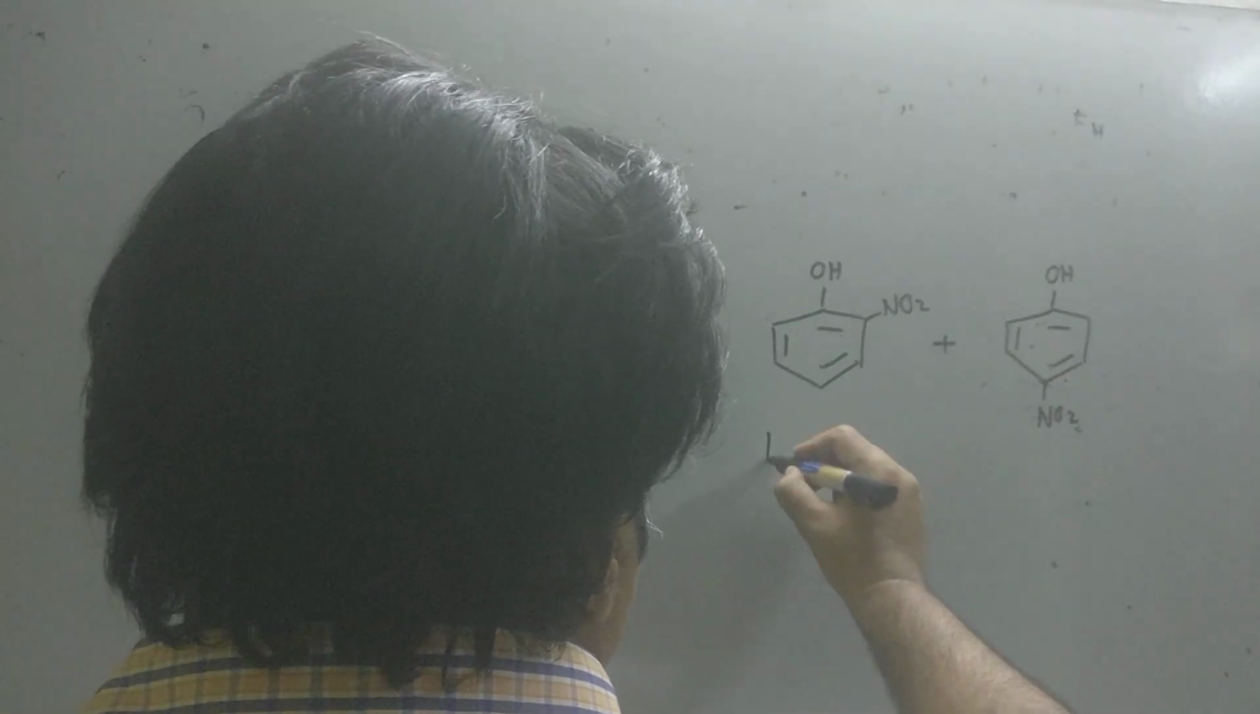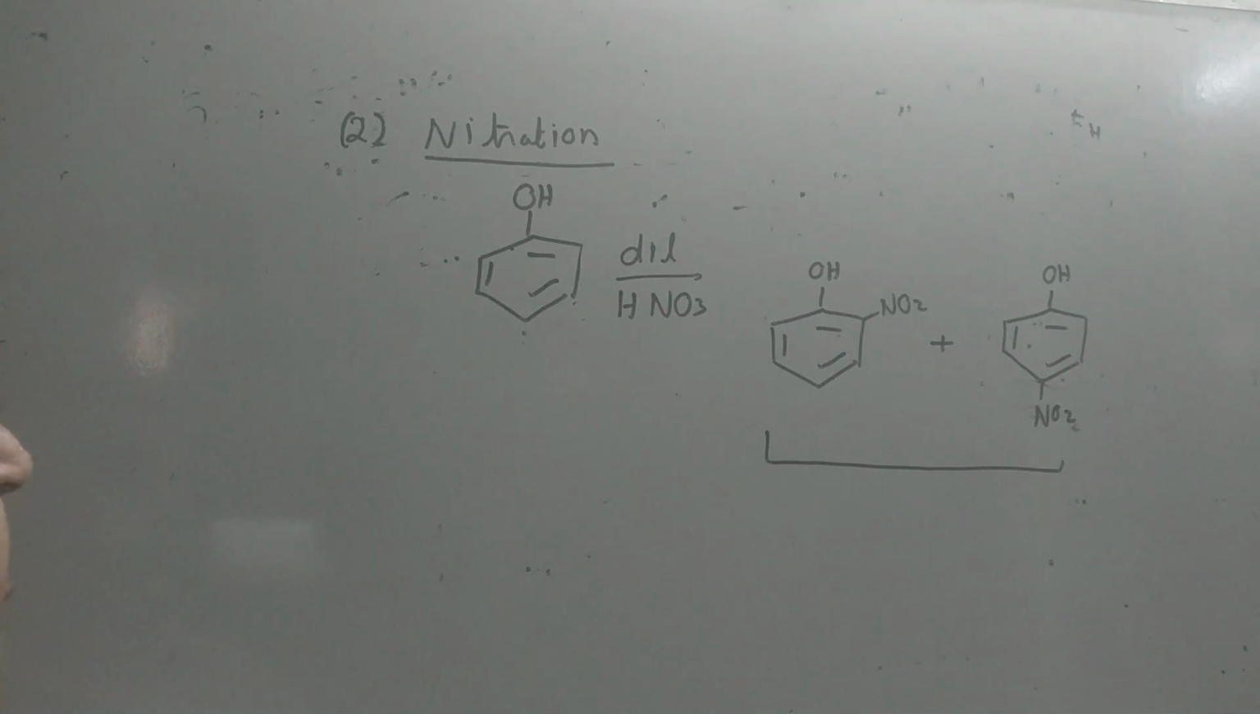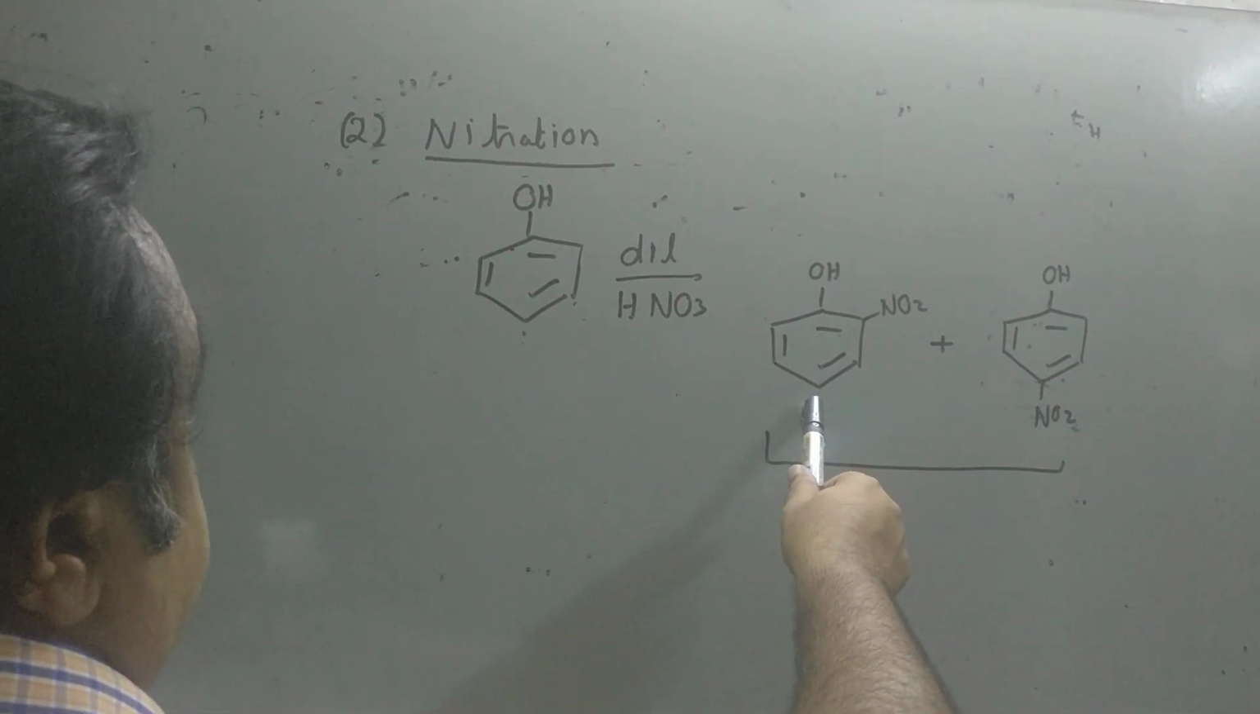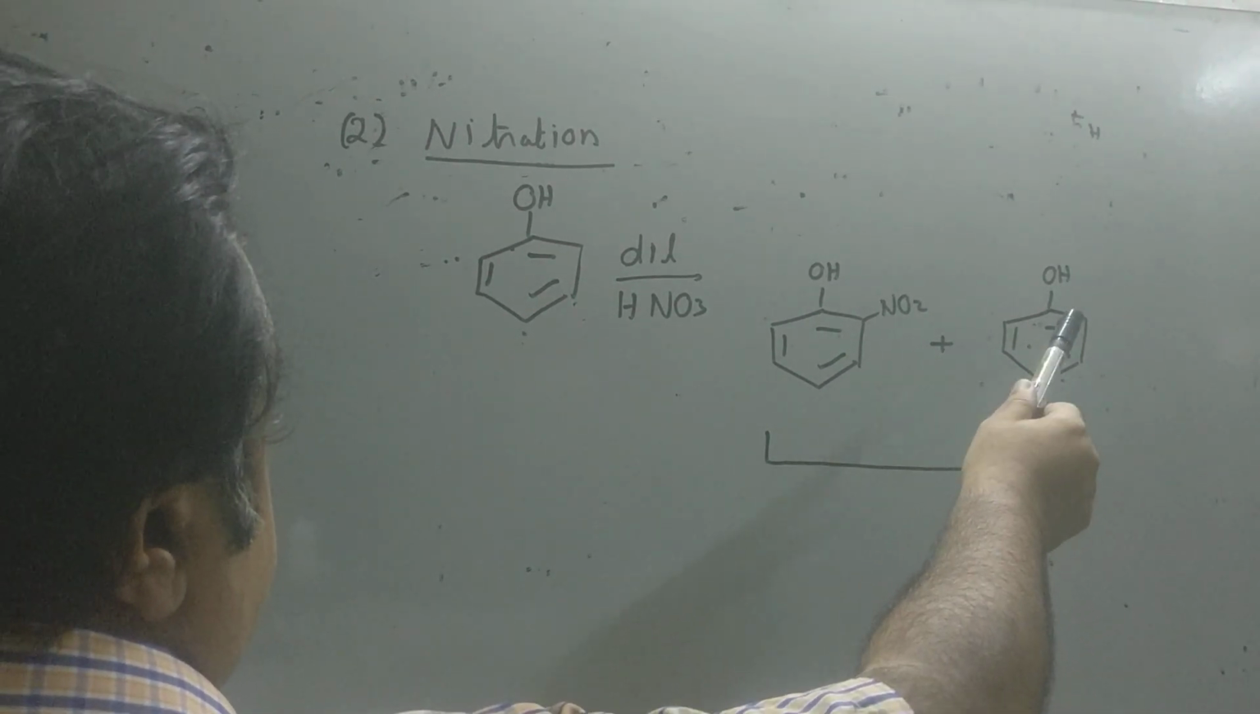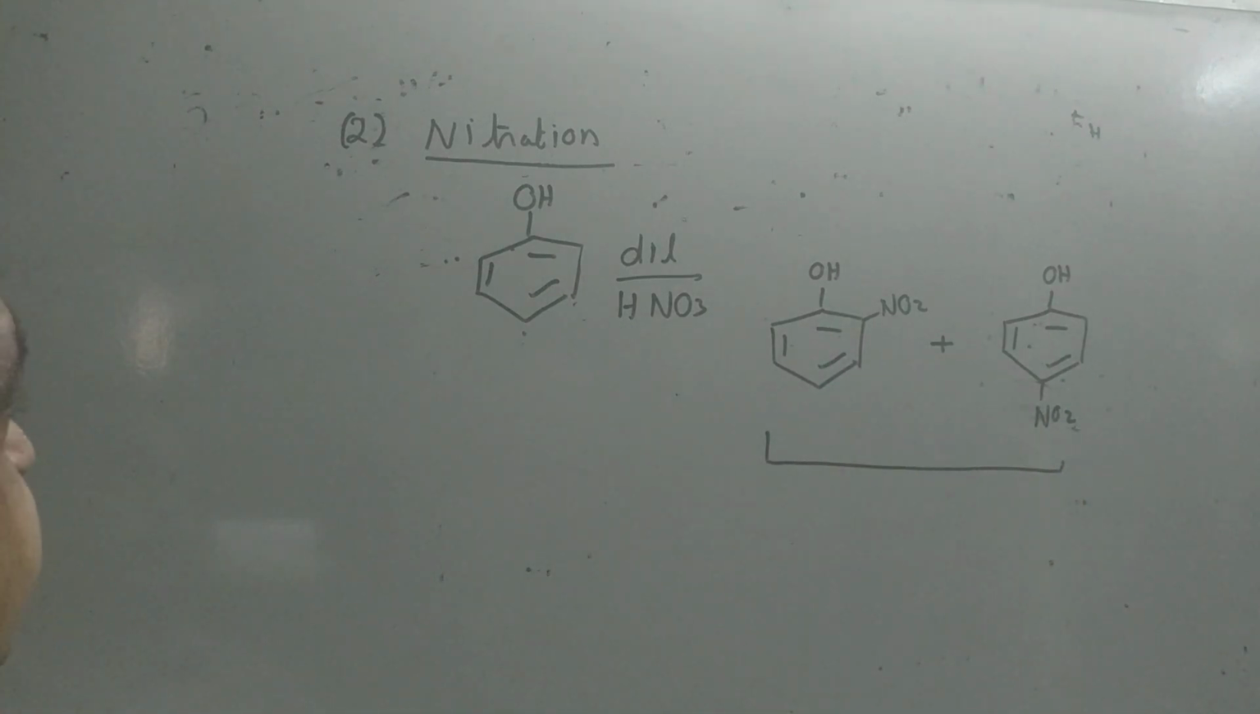So when you get a mixture of these two products, you can subject it to steam distillation and separate them out. This will go in the vapor phase along with the steam, this will stay behind. This has got the lower, this has got the higher boiling point.